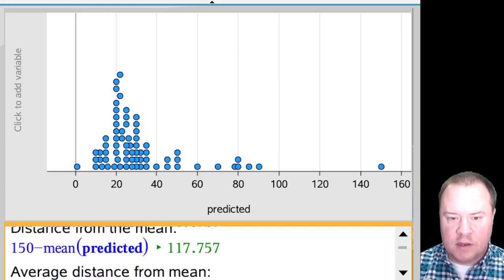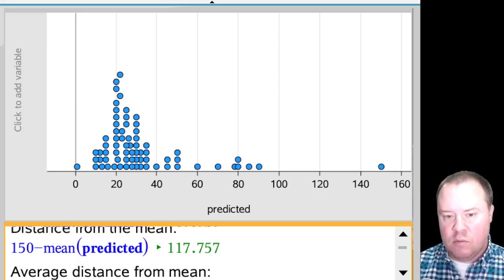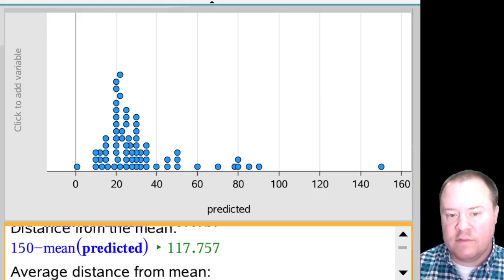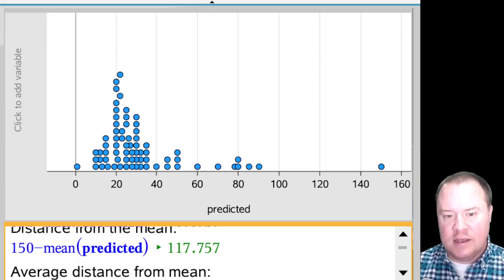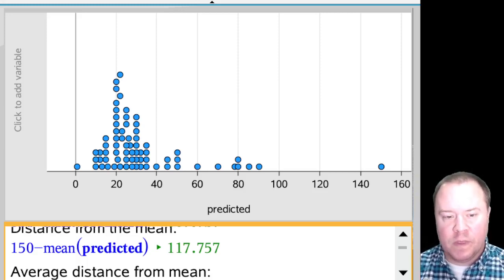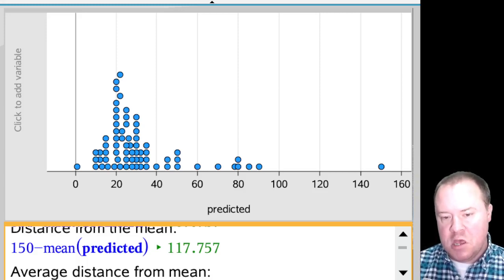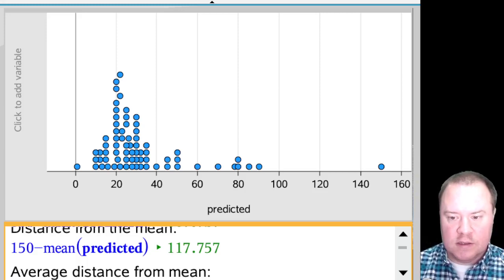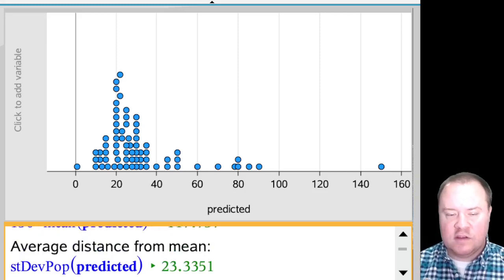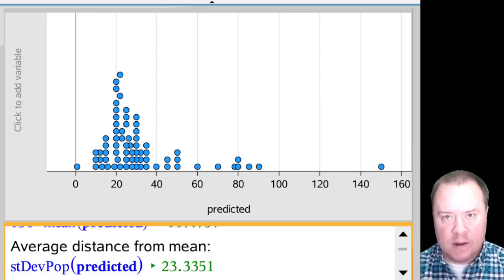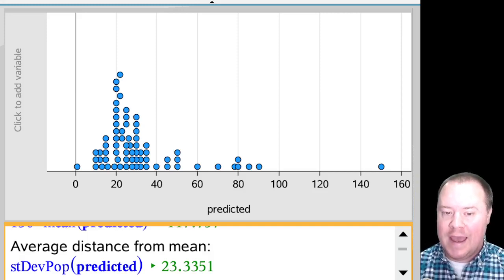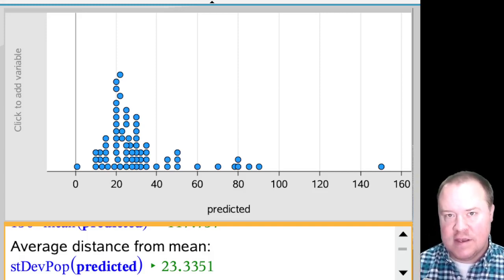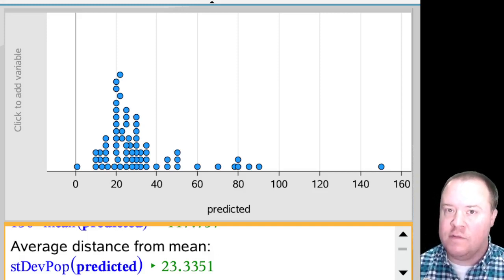So if we're thinking about this being 117 more than the mean, this 150 is 117 larger than the mean, and the standard deviation is 23, and remember the standard deviation is the average distance points are from the mean. So we could say, well, if the standard deviation is 23, how many of those might that be away? Because this is the standard distance that things are from the mean, right?